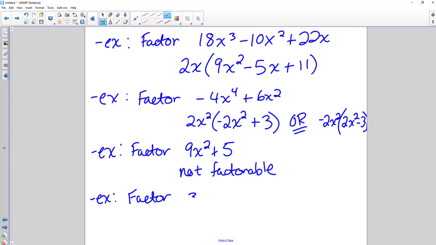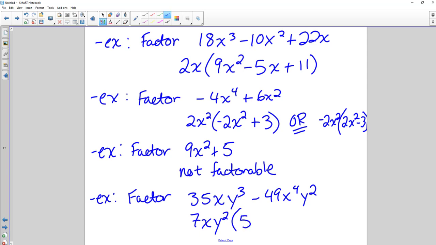I want to get one in with x's and y's. So 35x y cubed minus 49 x to the fourth y squared. So looking at the numbers, the coefficients, 35 and 49, 7 in common. Looking at the x's, at the most, there's an x in common. Looking at the y's, at the most, y squared. So the first one, 35 divided by 7, I'm left with 5. X out of x, nothing. y squared out of y cubed, I'm left with the y.